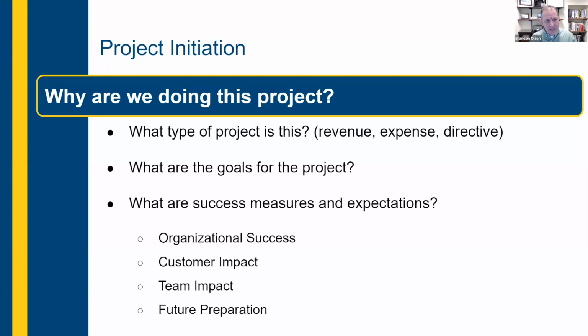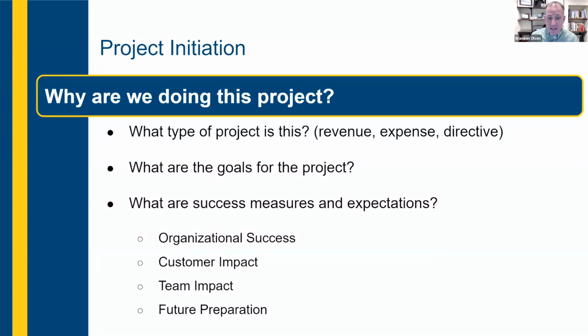So here we can see as part of project initiation, we're going to identify the success measures and the expectations for the project. Of course we have the scope, schedule, budget, the efficiency measure, that's a given. But here in the initiation phase, we're going to look at the measures we're going to use and the expectations for how this project is going to contribute to the organization's success.